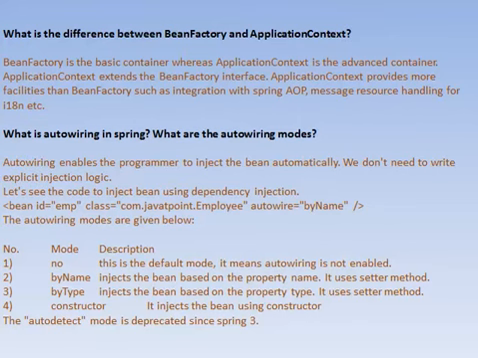The autowiring modes are given below. 1. No. This is the default mode, it means autowiring is not enabled. 2. byName injects the bean based on the property name. It uses setter method. 3. byType injects the bean based on the property type. It uses setter method. 4. Constructor injects the bean using constructor. The autodetect mode is deprecated since Spring 3.